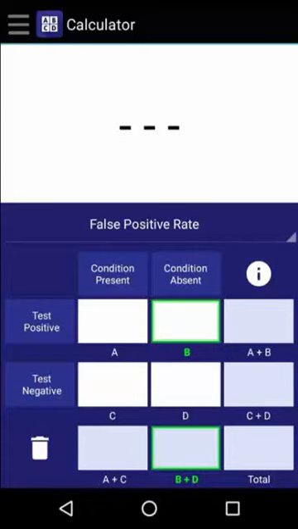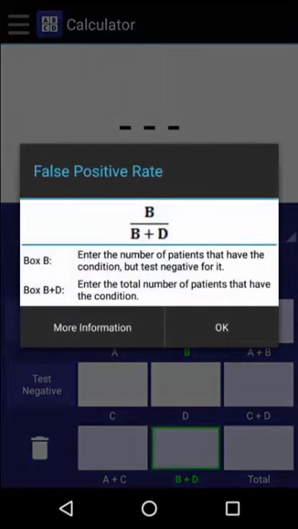When calculating the false positive rate, we need to know two values: the number of people without the condition who tested positive, and the total number of people without the condition. When we have the necessary values, we can calculate the false positive rate by dividing the number of false positives, B, by the total number of people without the condition, B plus D.